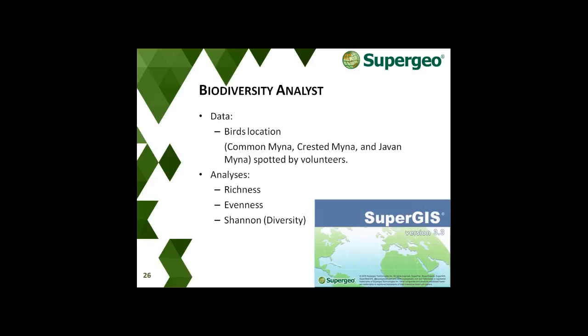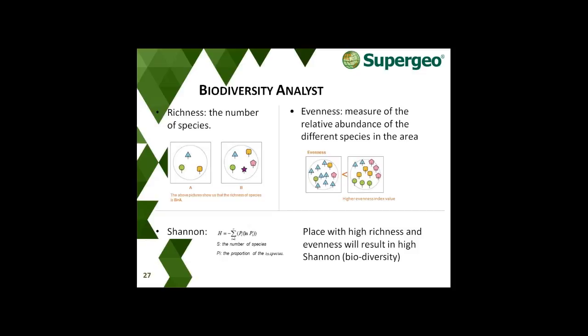This index can help us understand the biodiversity system. Before implementing, I want to take a little time to explain the meaning of each index. The richness index, simplified, represents the number of species at a specific location, and evenness is the measure of relative abundance of different species in an area, which means that if the number of each species is similar, then the evenness will be high, as shown in the figure here. And the Shannon index is an index for biodiversity. Places with high richness and evenness will result in a high Shannon value.